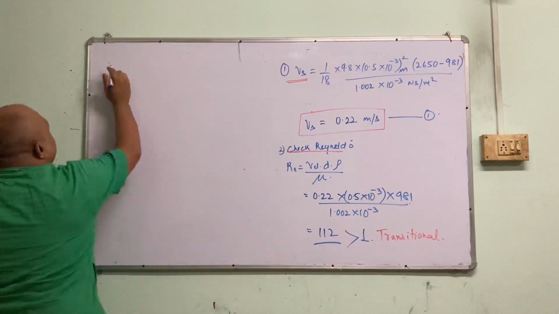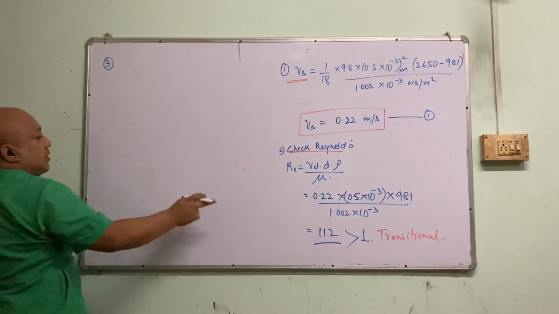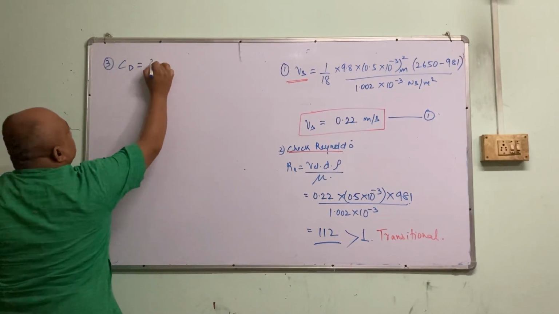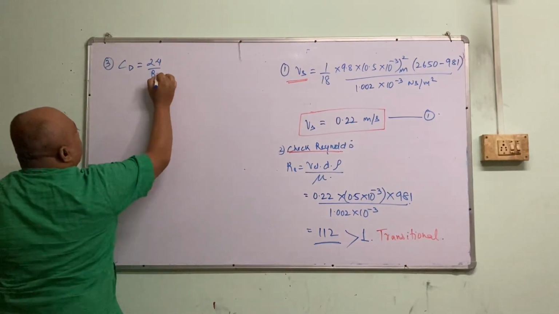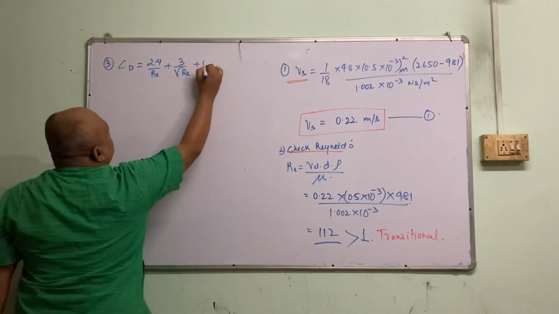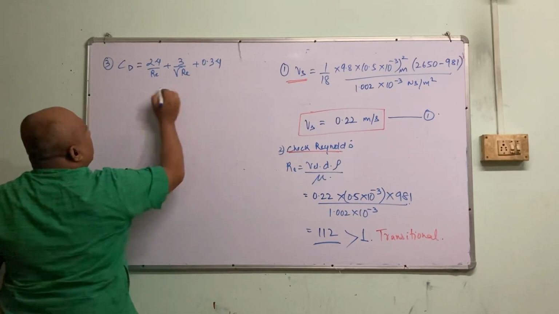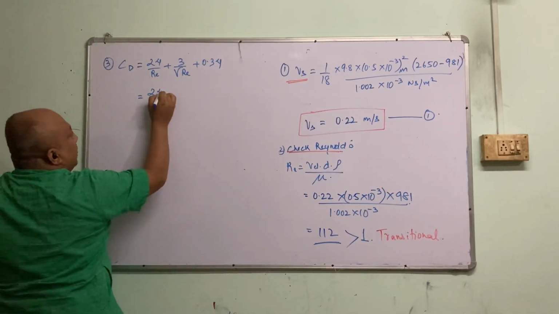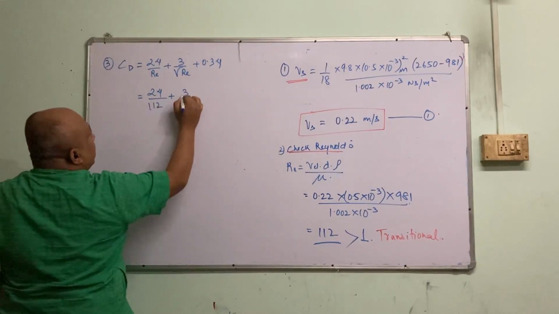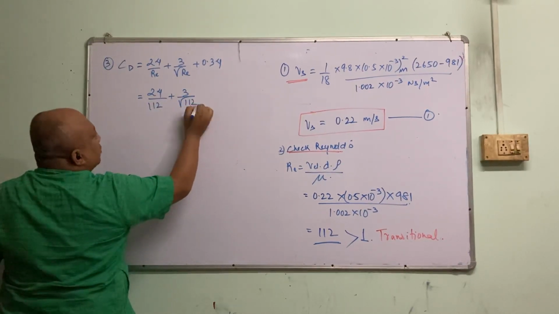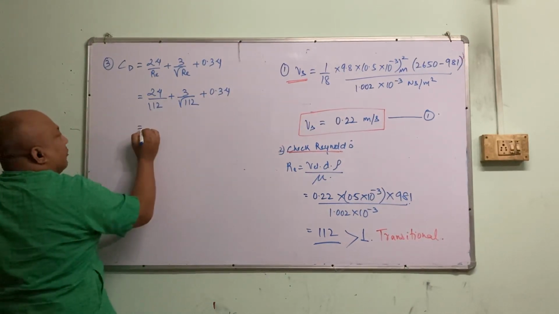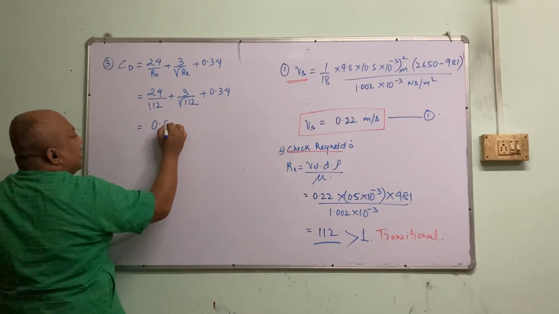Now, the third step is you have to find what is CD value. CD is equal to 24 by RE plus 3 by root over RE plus 0.34, which is equal to 24 by 112 plus 3 by root over 112 plus 0.34. By using a calculator, you'll find it is 0.84.